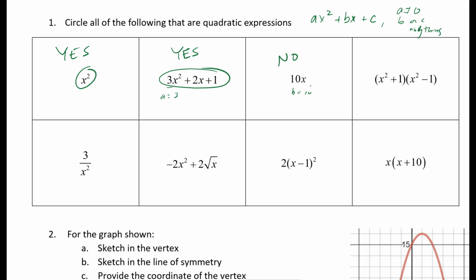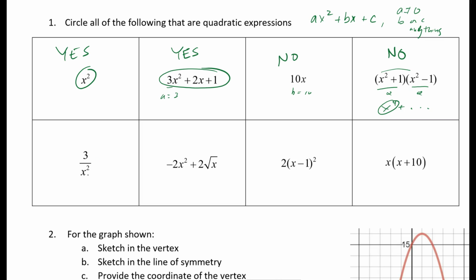This one, well, each of these terms are quadratic, but when you multiply them together, like if we started to FOIL this, you'd see that you'd get an x to the 4th term by multiplying those first terms plus some other stuff. So that right there is going to make this not quadratic.